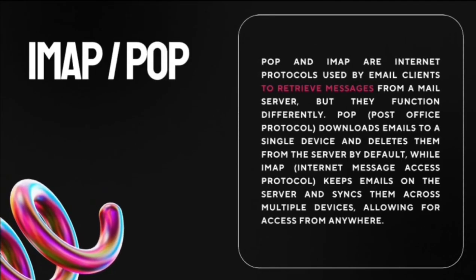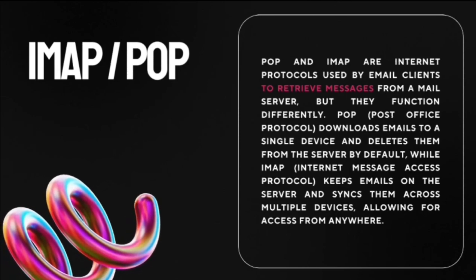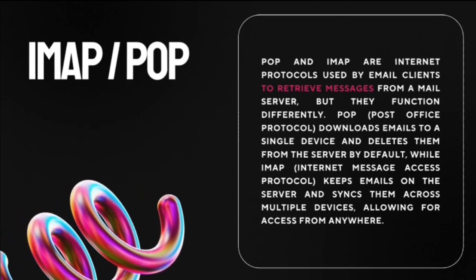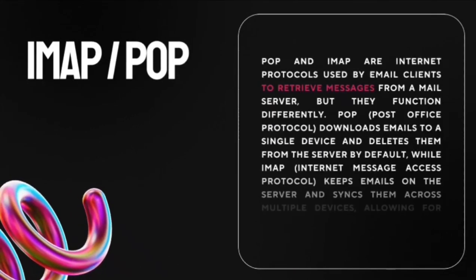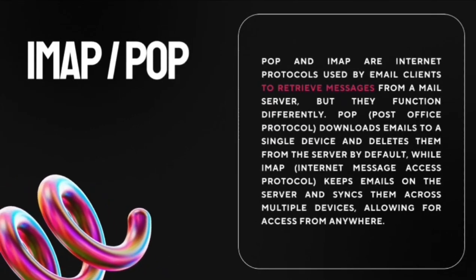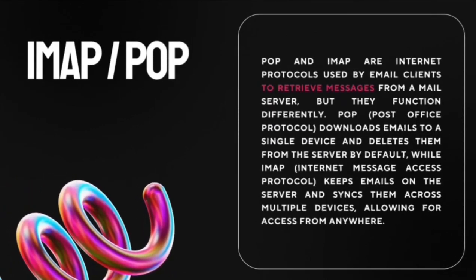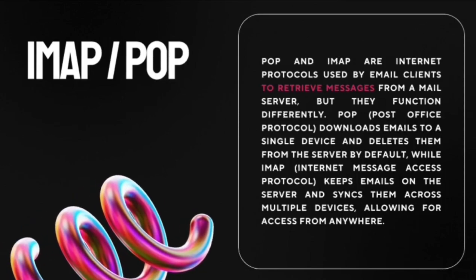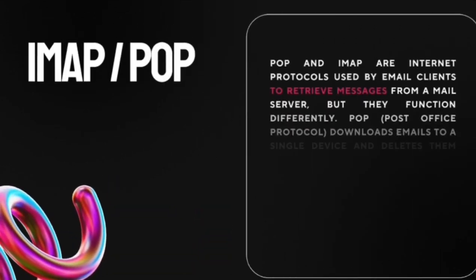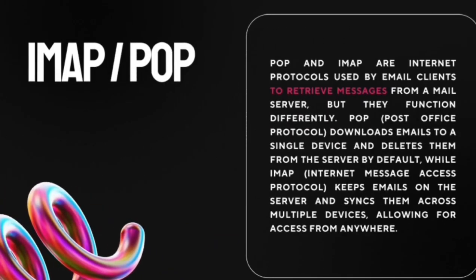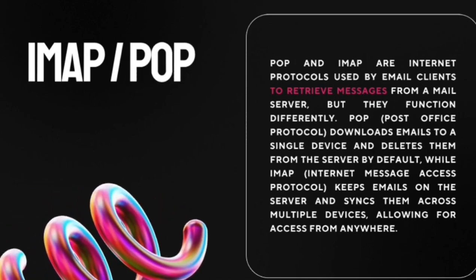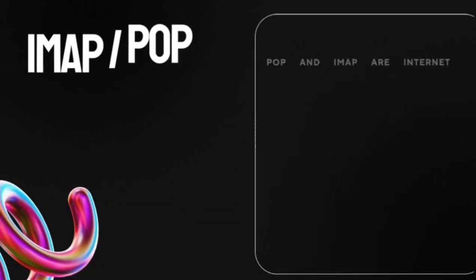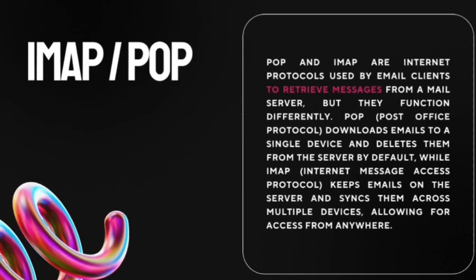IMAP, Internet Message Access Protocol, works differently. Instead of downloading everything, IMAP keeps your messages stored on the server and just shows you a single view. So, whether you open your inbox on your laptop, phone, or tablet, you will see the same emails perfectly synchronized. You can even organize folders or search your inbox, and all those changes happen on the server too.